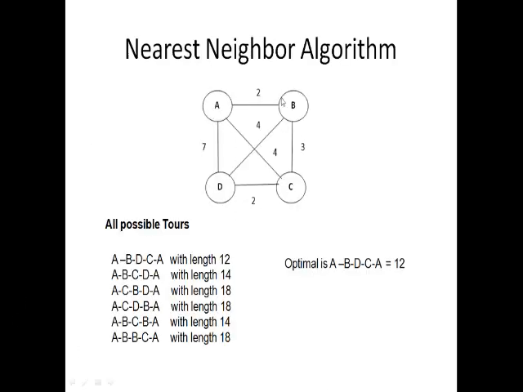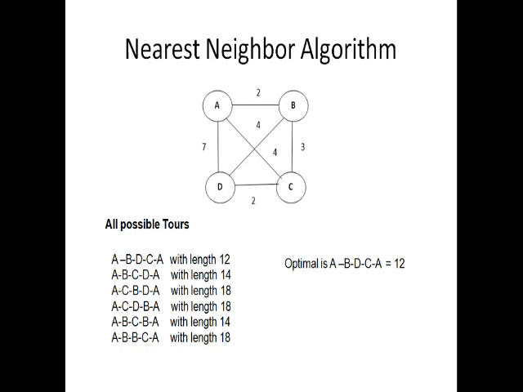Here are the various nodes with the weights. All possible tours are given: A to B, B to D, D to C, C to A, with a length of 12. All possible combinations are found, satisfying the rules of the traveling salesman problem. The rules are that no node is to be visited twice, and all the nodes should be visited.